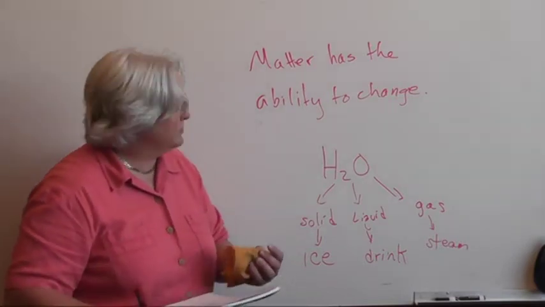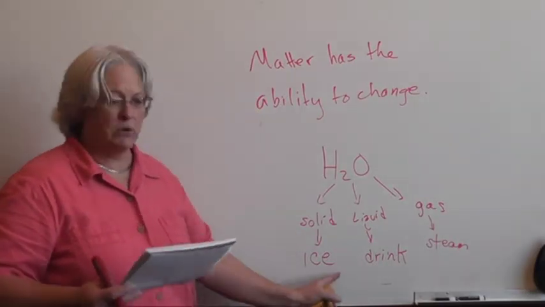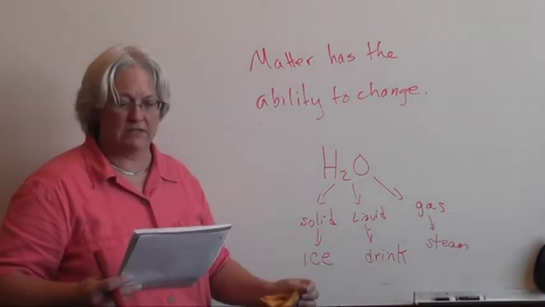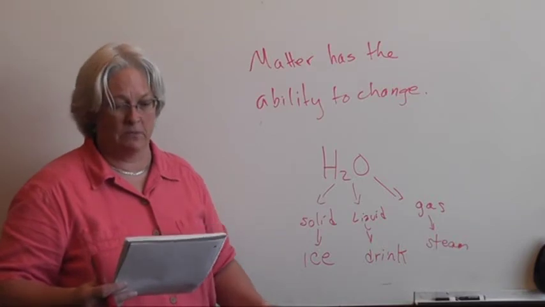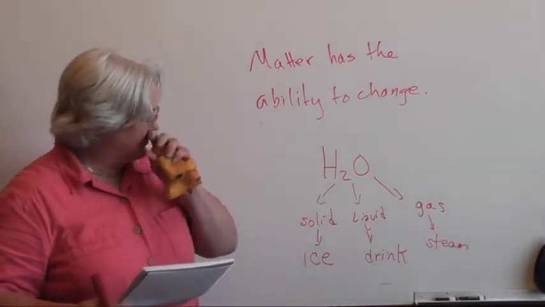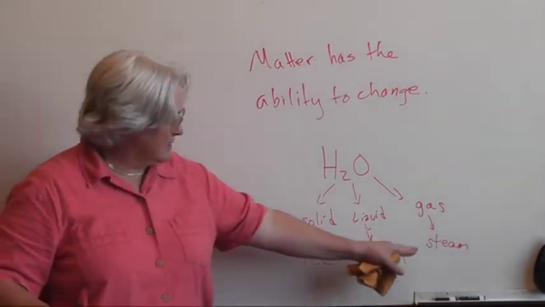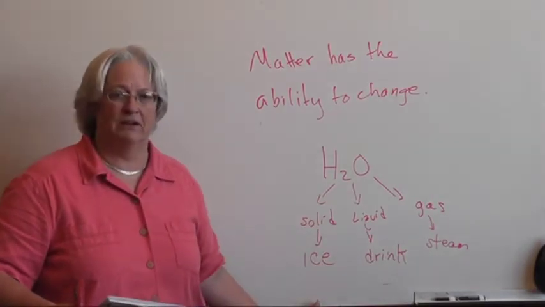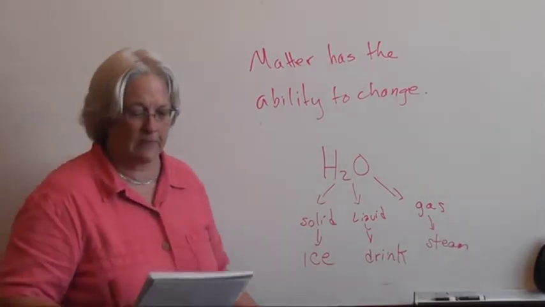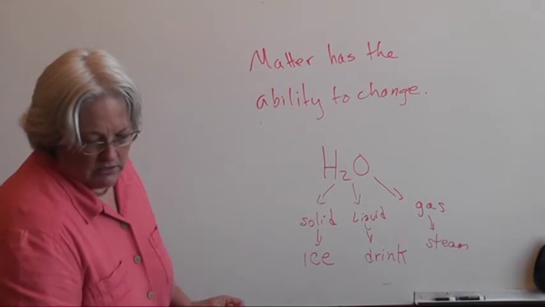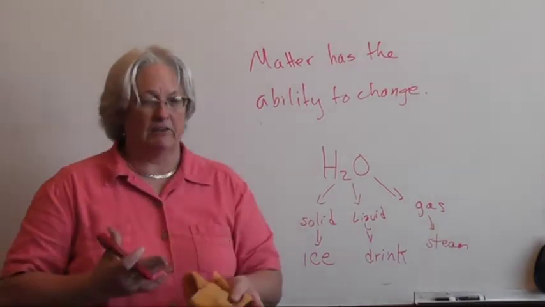So what I pulled out of the book says the shape, the size, the chemical properties of some substances change over time. So the shape and the size of this changes over time. Now, back to this idea of base units.